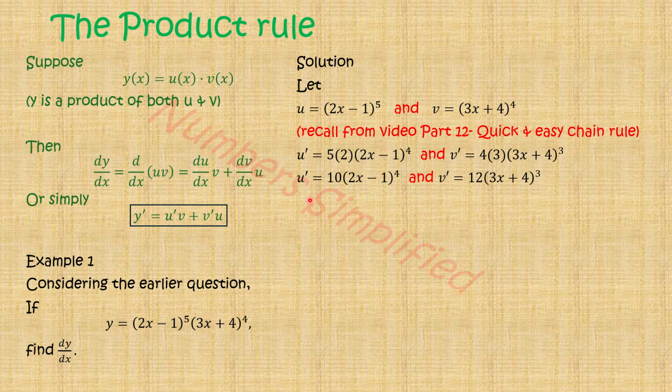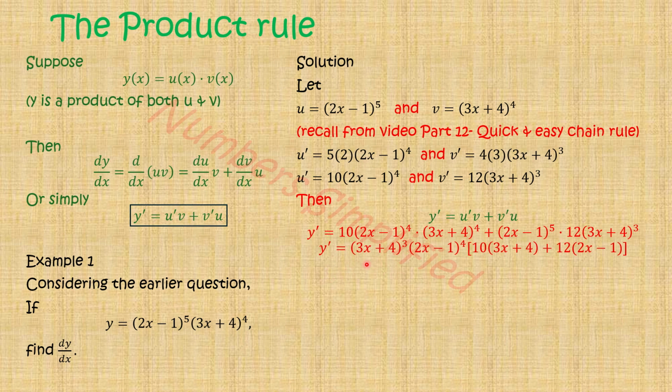And then from the formula that we have on the left hand side, y prime is equal to u prime v plus v prime times u. Substituting for those, we get that bit over there, because u prime was that and v prime was that, and we substitute the v prime, v, and u in the right place. Simplifying that further, we can factor out (3x plus 4) raised to the power 3 times (2x minus 1) raised to the power 4, and inside the square brackets we have that chunk over there.